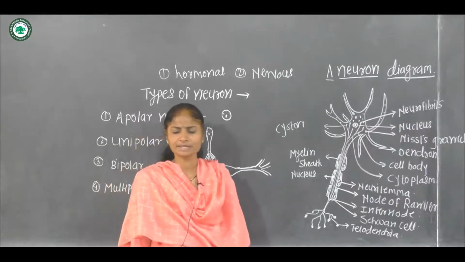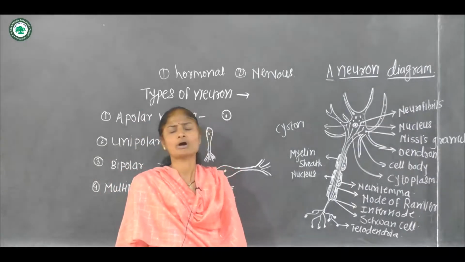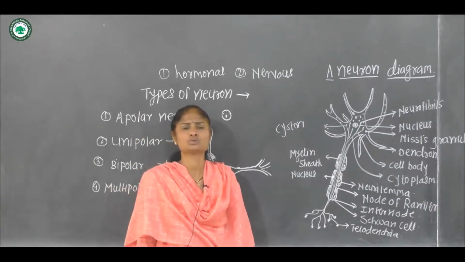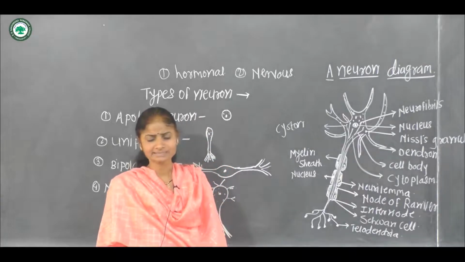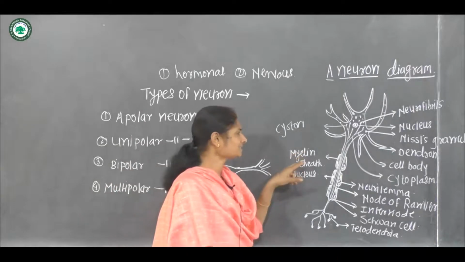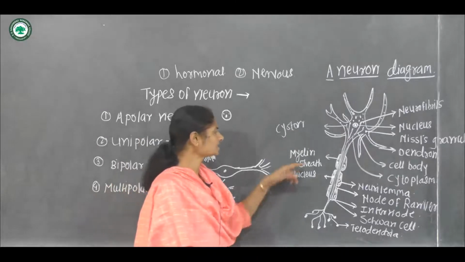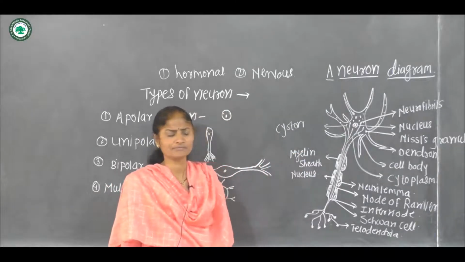The plasma membrane of Schwann cells and the axon with the sheath are commonly called a nerve fiber. Nerve fibers join in bundles to form the nerve. When the myelin sheath is present in the nerve it is called a myelinated nerve fiber, and when the myelin sheath is absent it is called a non-myelinated nerve fiber.